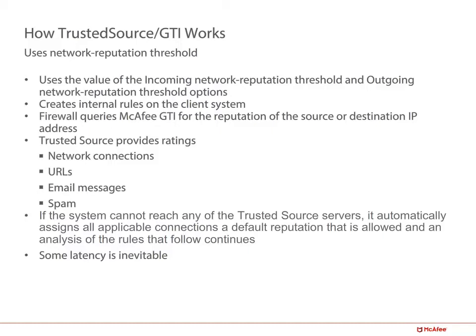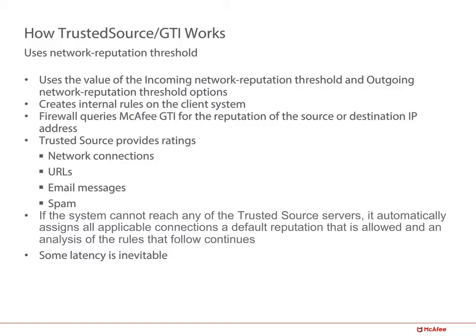So how does this work? Well, when the trusted source options are selected and a connection is attempted through the firewall, the trusted source is contacted and the reputation of the connection is looked up. If the connection's reputation is equal to or worse than the specified reputation threshold, the traffic is blocked. If the client machine running ENS firewall performs a trusted source reputation request against the connection, and it cannot reach any of the trusted source servers, it will automatically assign any of the connections that apply a default reputation that is allowed, and an analysis of the rules will continue to follow through the policy.